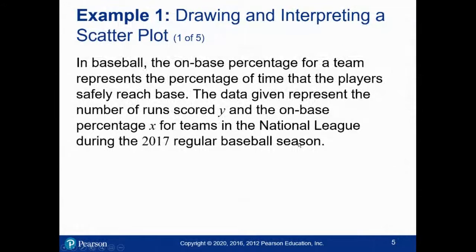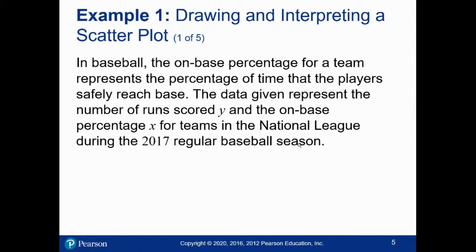So example, okay, the on-base percentage for a team represents the percent of time that a player gets on base out of all of the at-bats. The data given represents number of runs scored, so runs will be Y, and on-base percentage will be X. Maybe some teams get on base a lot but don't score. Maybe other teams don't get on base that often but still manage to score a lot of runs. So we'll have on-base percentage as X and runs scored as Y.